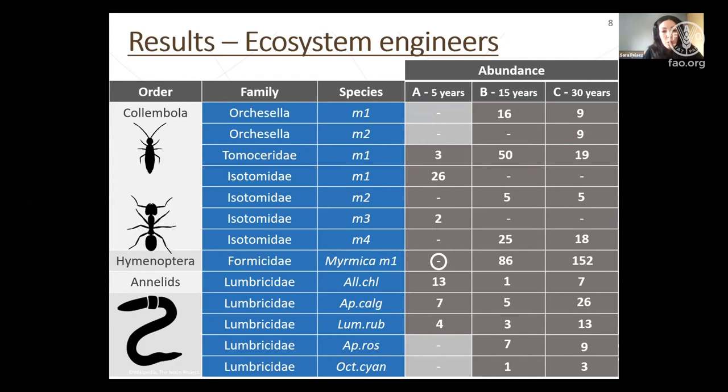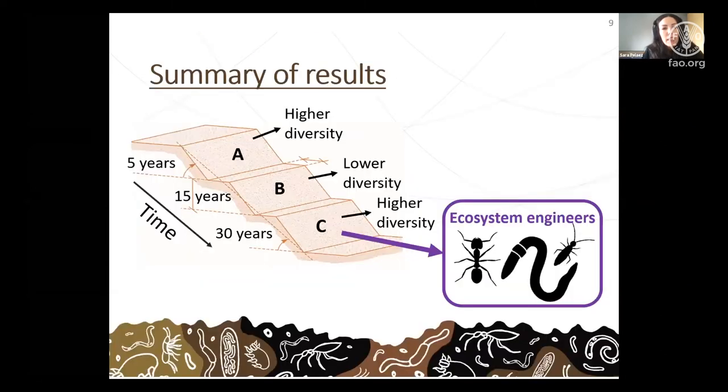characteristic of well-developed soils. Just to wrap up the results, with years from rehabilitation, diversity is at its highest at the beginning, then decreases and goes up again. But the data on ecosystem engineers shows that there is a more abundant and complex community in older sites.